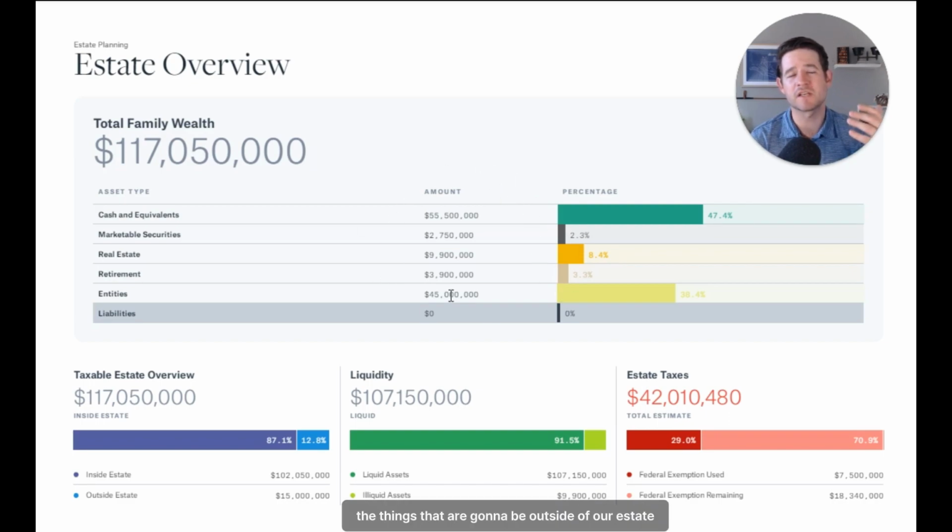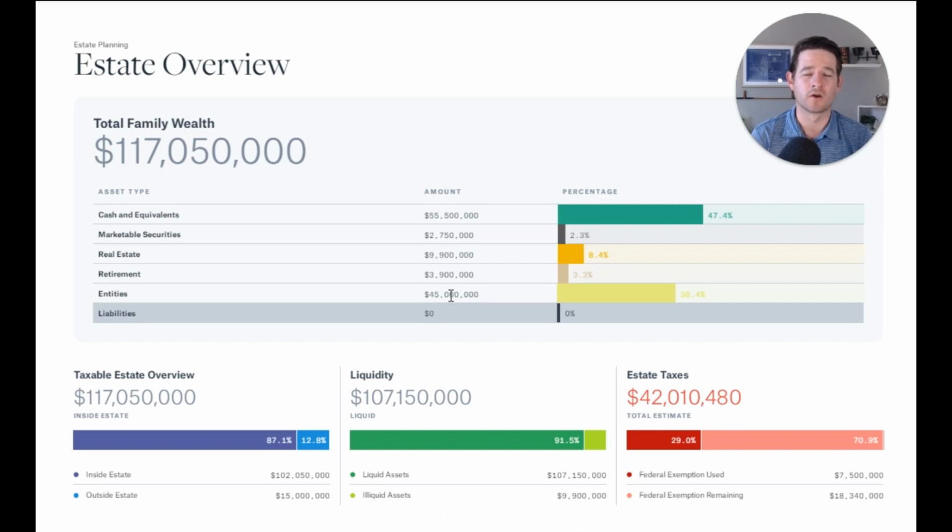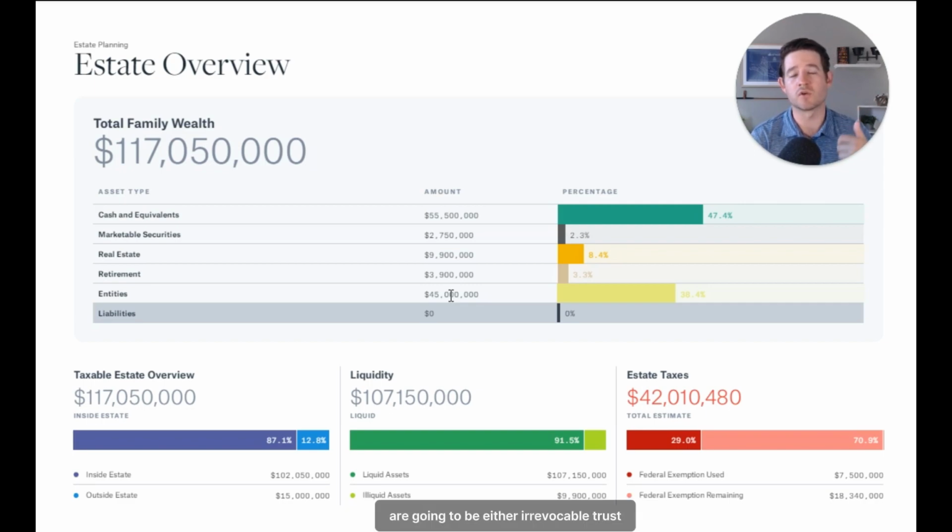The things that are going to be outside of our estate in this example are going to be either irrevocable trusts, or they potentially could be life insurance policies. In this example, they were life insurance policies that are outside of our estate.